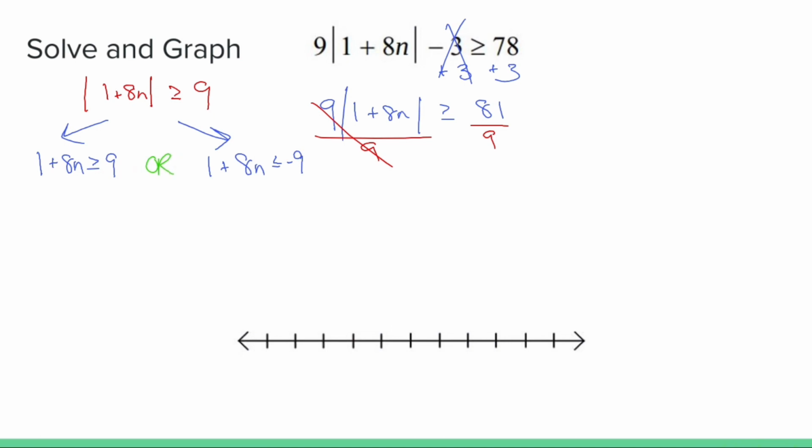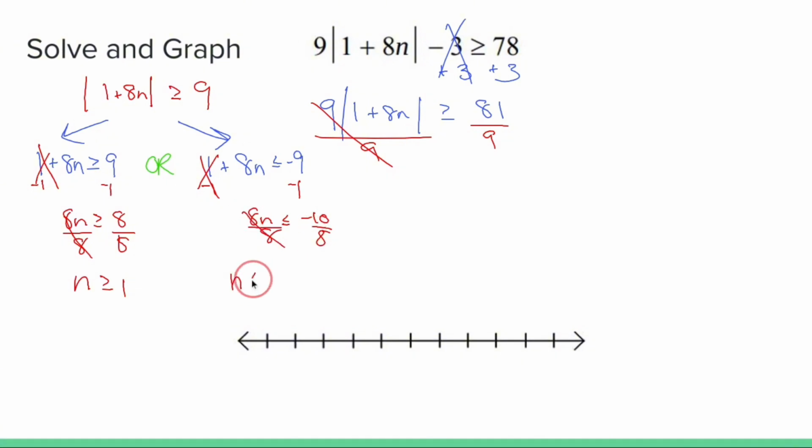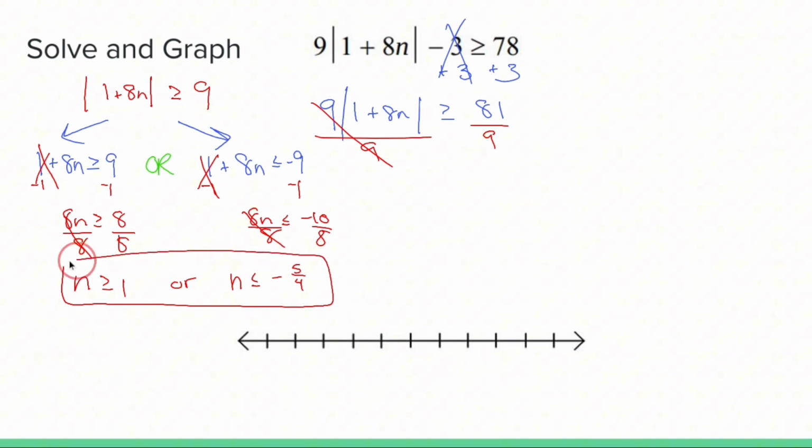Math. So I'm going to solve each guy individually. I'm going to subtract 1. I'm going to subtract 1. Now I have 8n is greater than or equal to 8. Divide by 8. Divide by 8. n is greater than or equal to 1. Lovely. This one, not so much. Subtract 1, subtract 1. 8n is less than or equal to -10. Divide by 8, divide by 8. And n is less than or equal to -10/8, which simplifies to -5/4. And the word or is in between. Okay, so that's my guy.